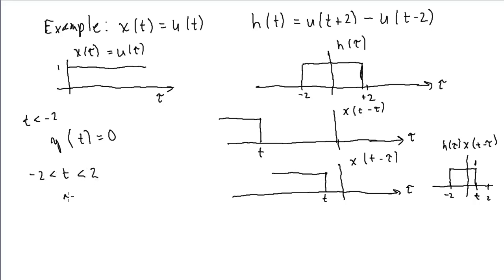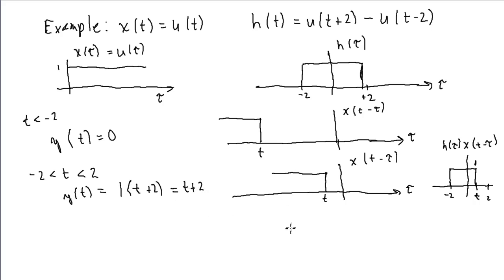In this particular case, I want to integrate this. I could formally integrate it, but it's just a rectangle of height 1 and width t minus minus 2. So in that case, the area would be the height times the width. t minus minus 2 would be t plus 2. And so the result is just t plus 2.